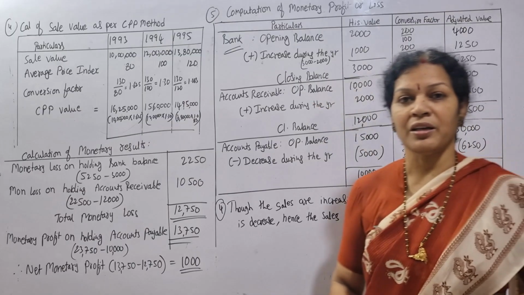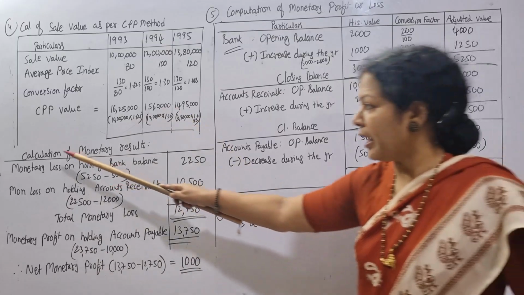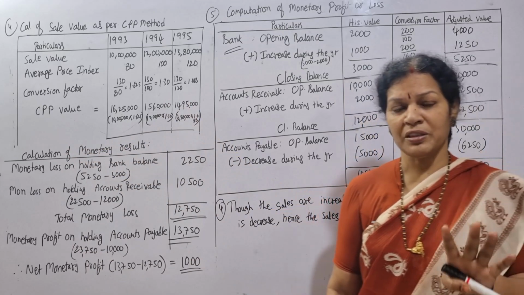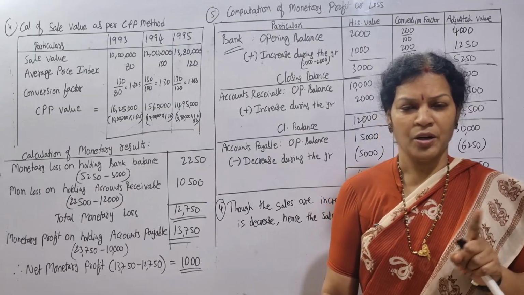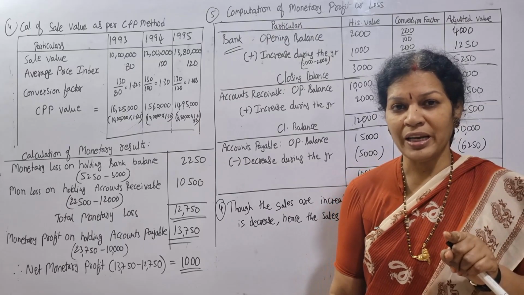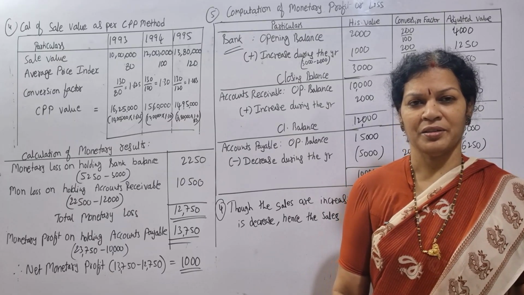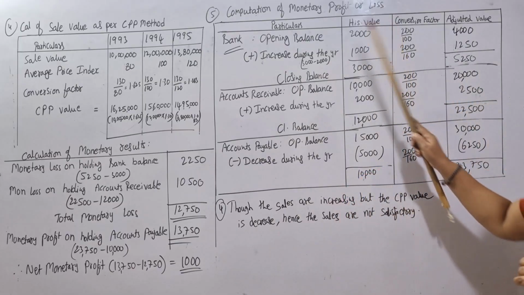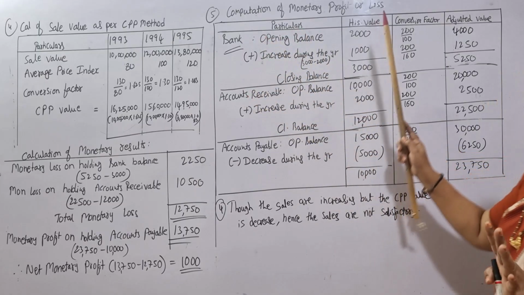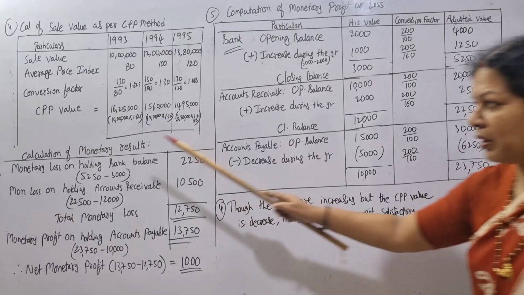Then after that we have to calculate the profit or loss. So I have prepared one table. Calculation of monetary results. Always remember, holding any asset is a loss, and holding a liability is a gain. I told you on the very first day of the class. Did you remember? Now, holding assets. How many assets are there? One is bank, the other accounts receivable. These two, when we are holding from one period to another period, it's a loss.